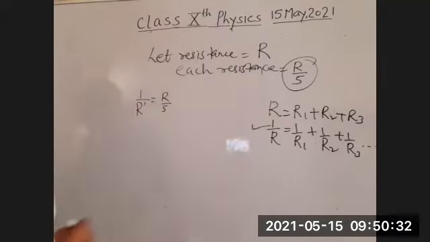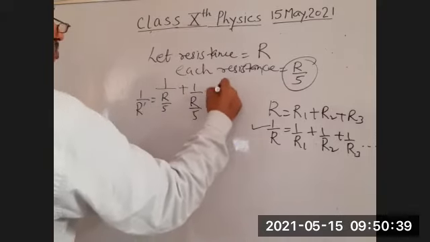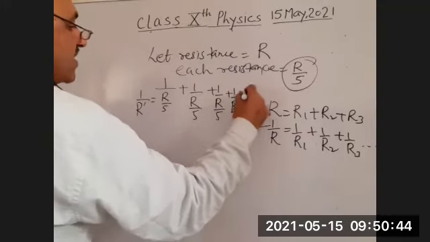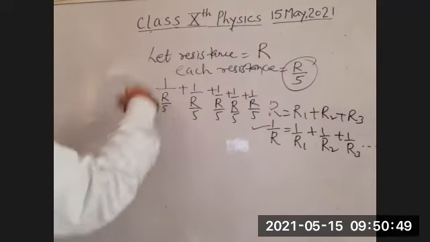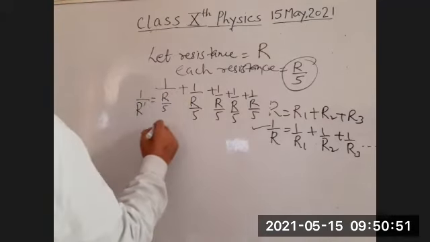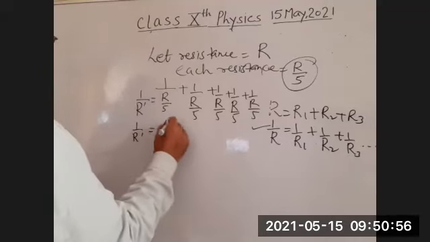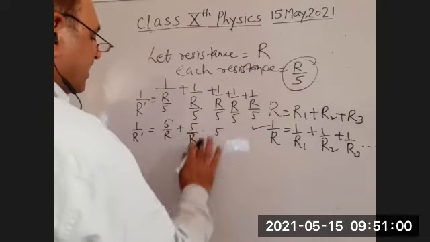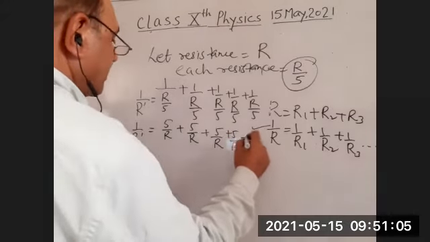That's 1 by R, that's 1 by R by 5 plus 1 by R by 5 plus 1 by R by 5 plus 1 by R by 5 plus 1 by R by 5. Is it clear, students? Now we'll rewrite that: 1 by R dash is equal to 5 by R plus 5 by R, again 5 by R.